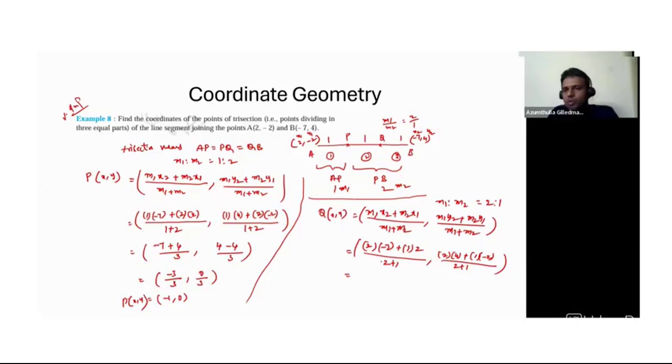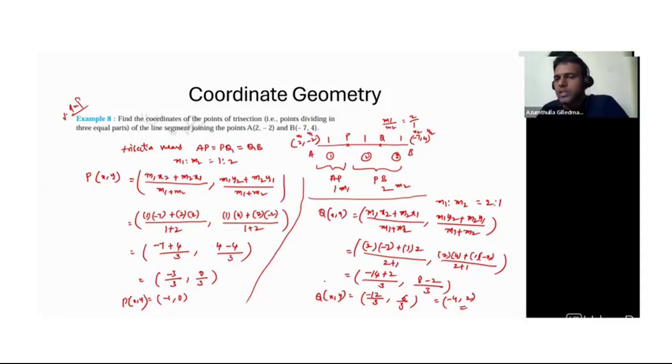Let's see this. 2 into minus 7 is minus 14 plus 2 by 3, comma 4 into 2 is 8. 1 into minus 2 is minus 2. So 8 minus 2 by 3. So what is the point here? Minus 14 plus 2 is minus 12 by 3, comma 8 minus 2 is 6 by 3. So minus 12 by 3 means minus 4, comma 6 by 3 means 2. So the other point is minus 4, comma 2. So the first point P is minus 1, comma 0, and the second point Q is minus 4, comma 2.